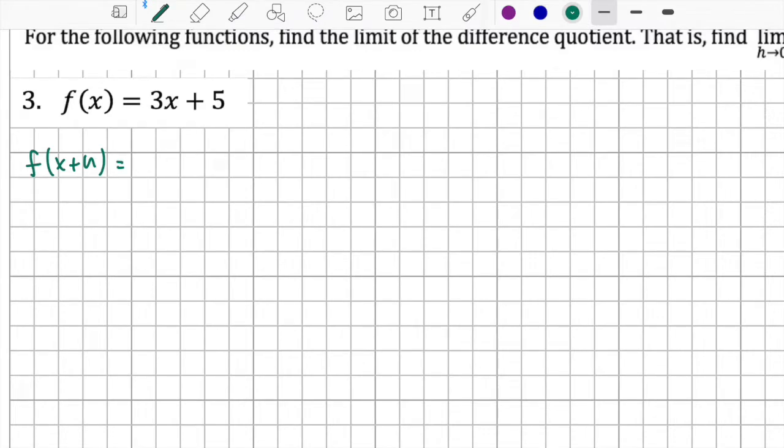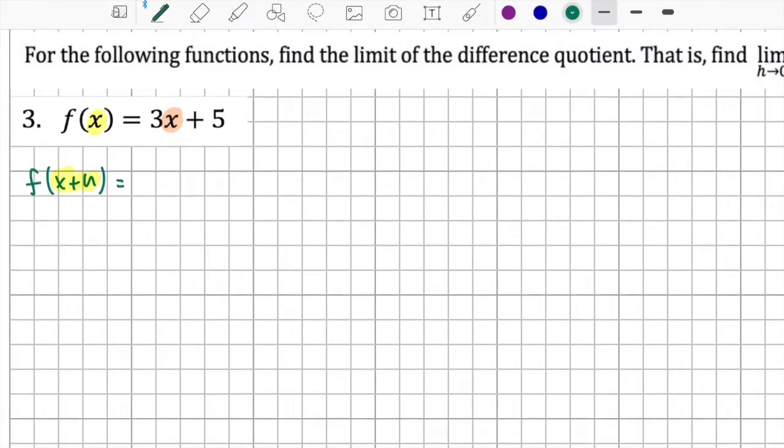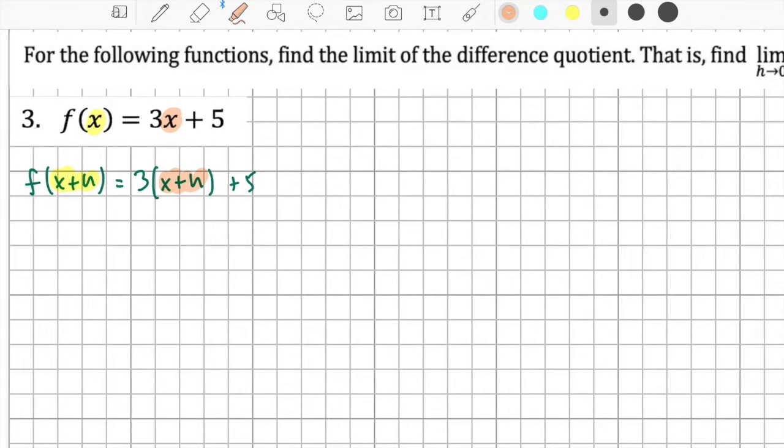Well, all that means is that you're going to get this x, you're going to replace it with x plus h, meaning this x gets replaced with x plus h also. So now it's going to look like this: 3, but instead of x, we're going to write x plus h. Make sure you put it in parentheses, and then plus 5. So again, notice the x was replaced with x plus h, and you replace it everywhere. So now we know what f of x plus h is.